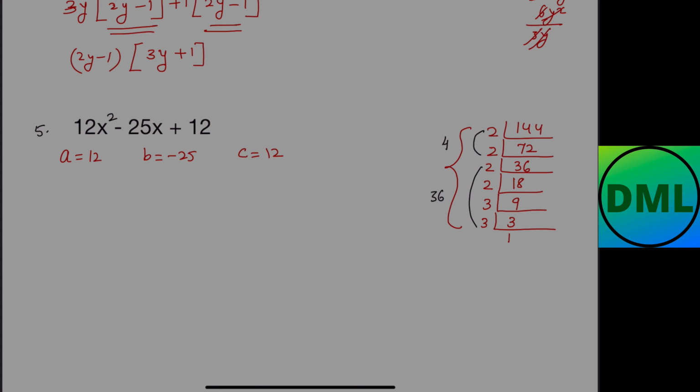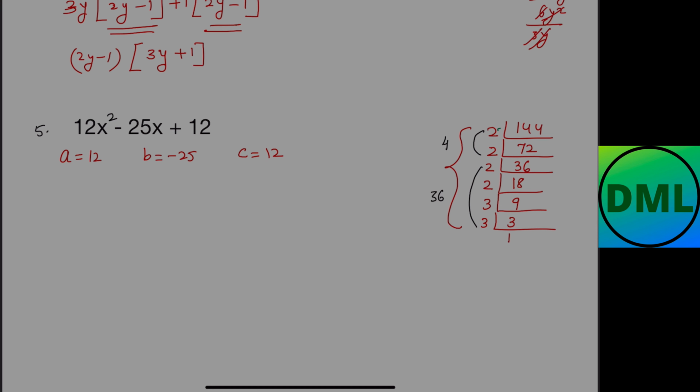If I add both of them, 36 plus 4, my answer is 40, but I needed negative 25. If I subtract both of them, 36 minus 4 is 32. I'm not getting 25. That means this combination is wrong. I need to take another combination. Let's take a different combination again.